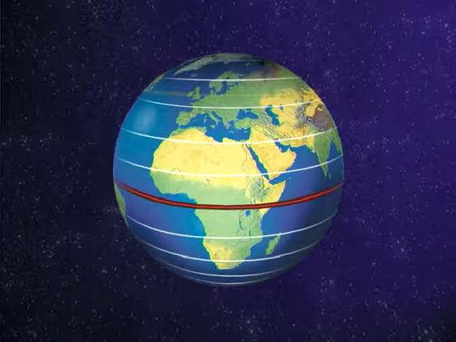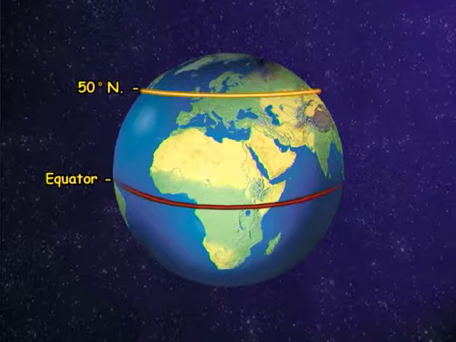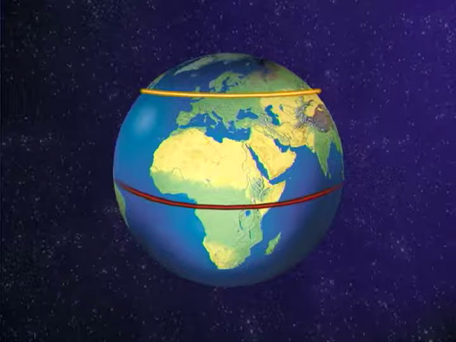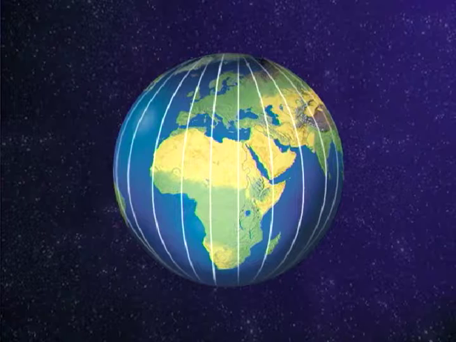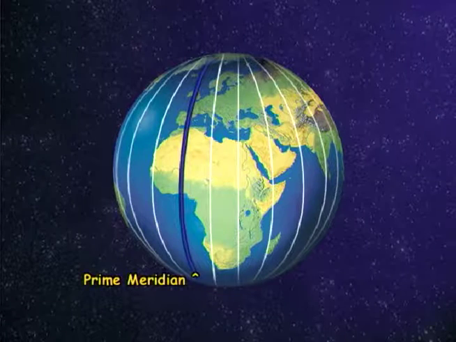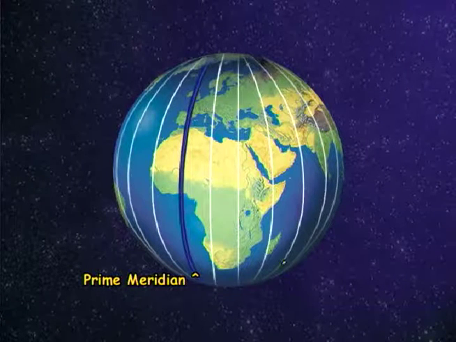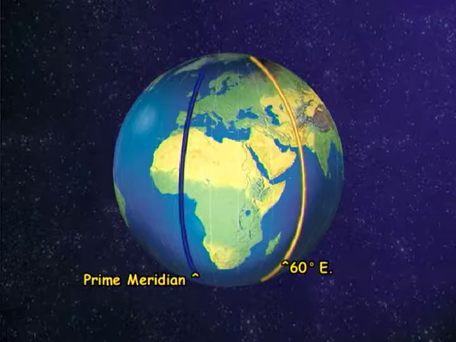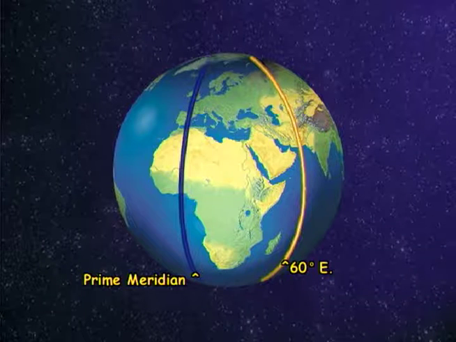Places on this imaginary line are located 50 degrees north of the equator. The lines that go from north to south are longitude lines. They measure how far a place is from the longitudinal line called the prime meridian. Places on this imaginary line are located 60 degrees east of the prime meridian.